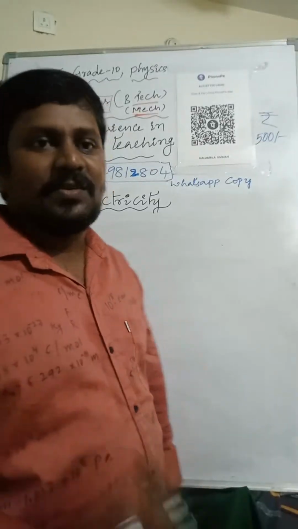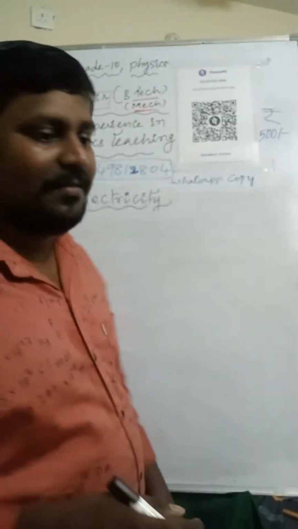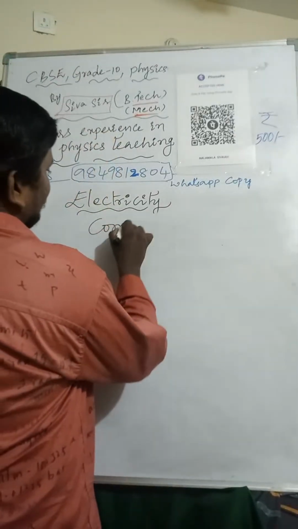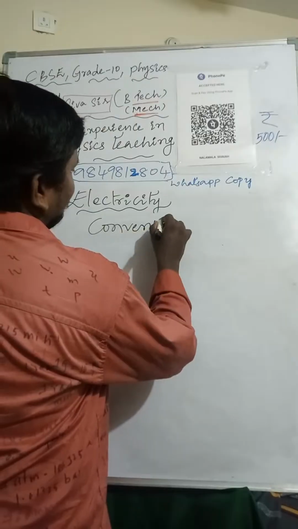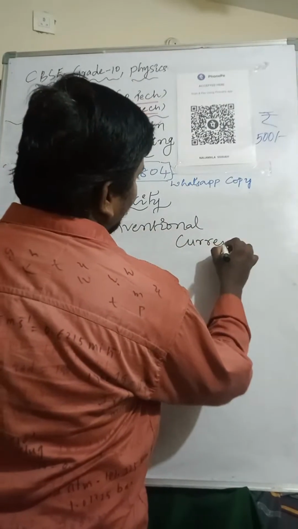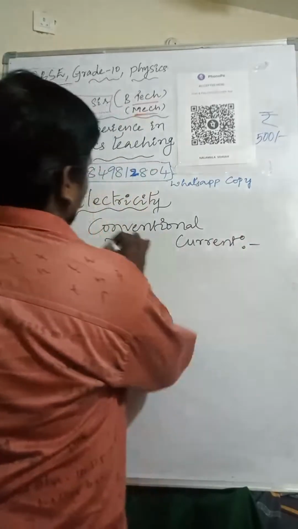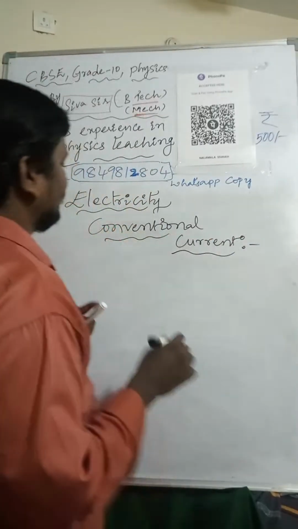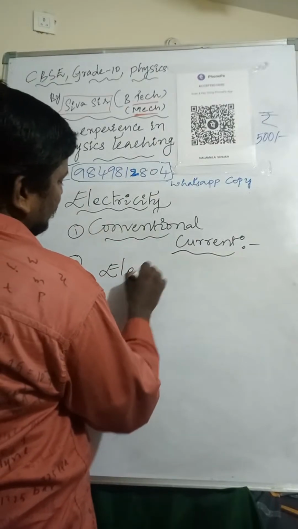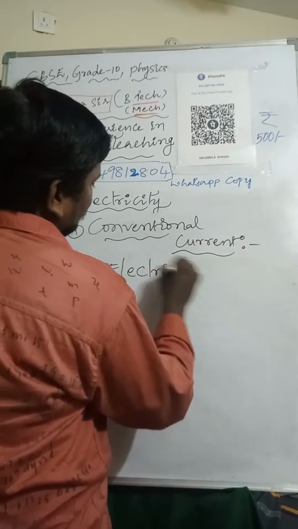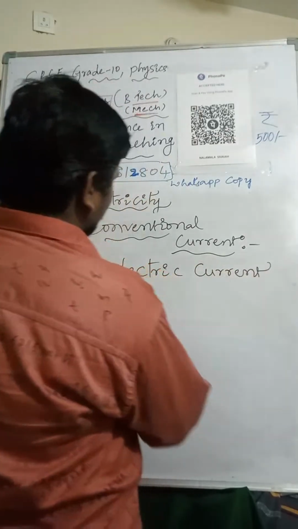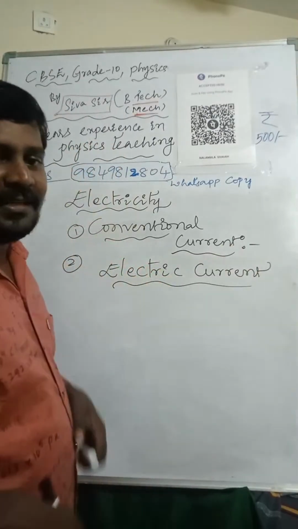Okay, done. So next one, conventional current and electric current. We'll see conventional current and electric current. Conventional current, and the second one is electric current. So what is the difference?